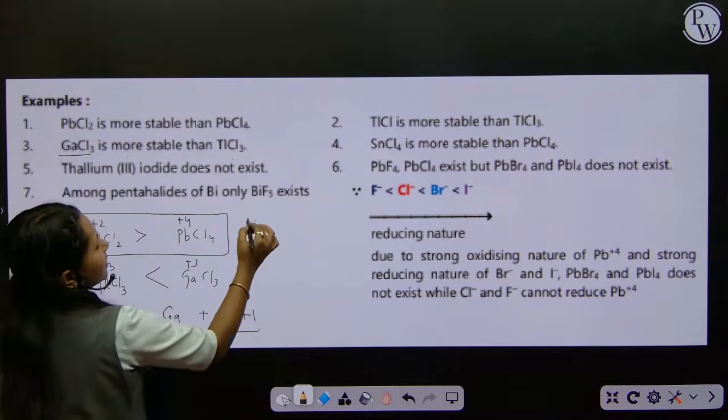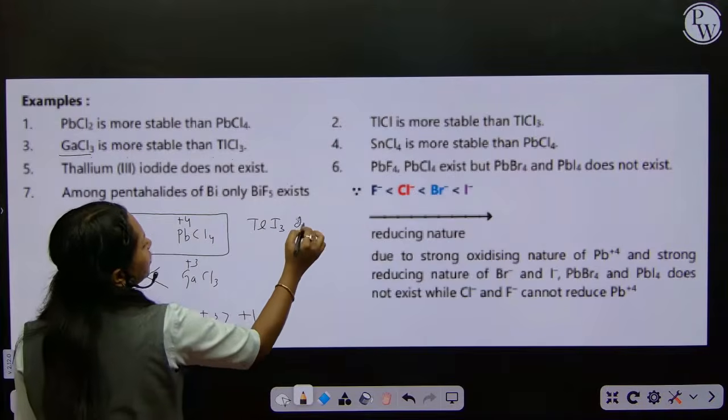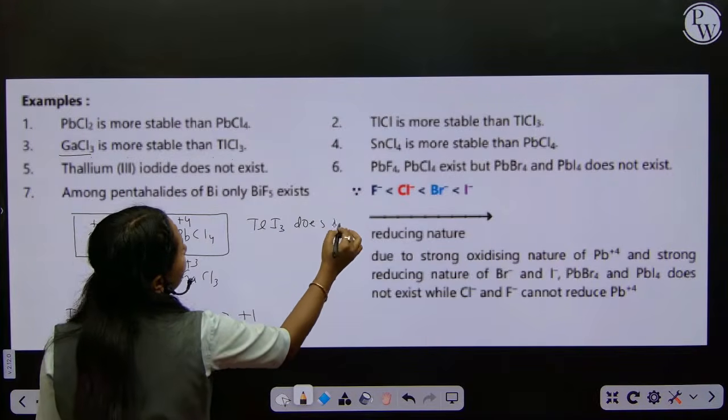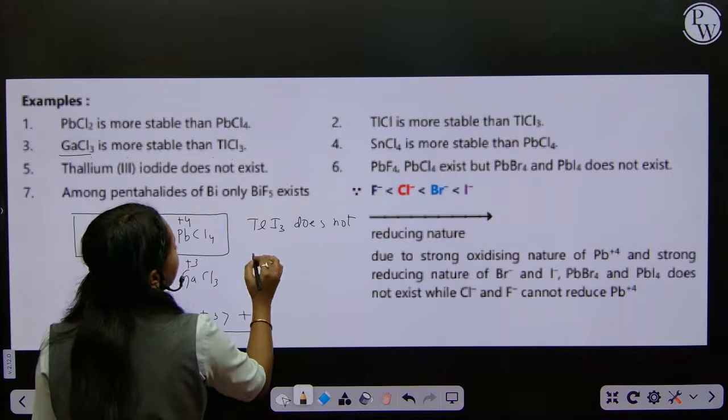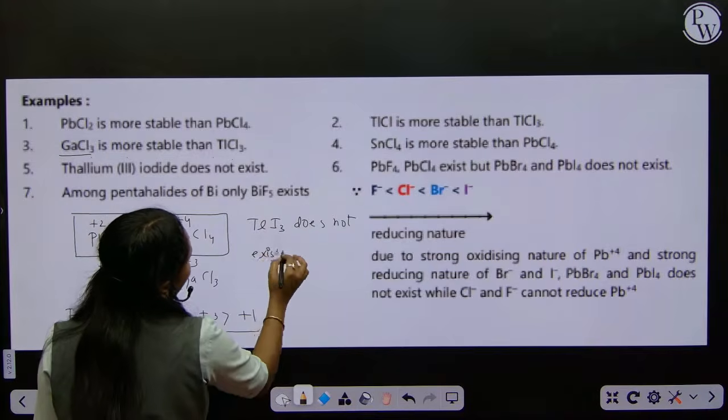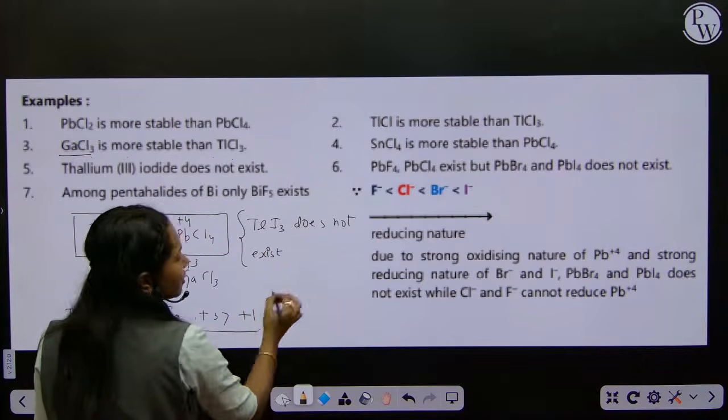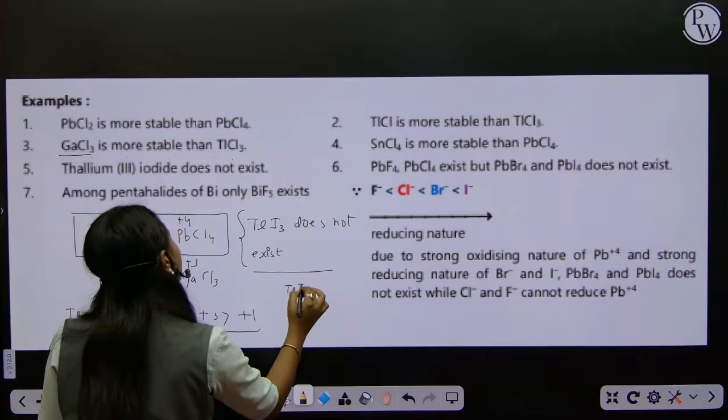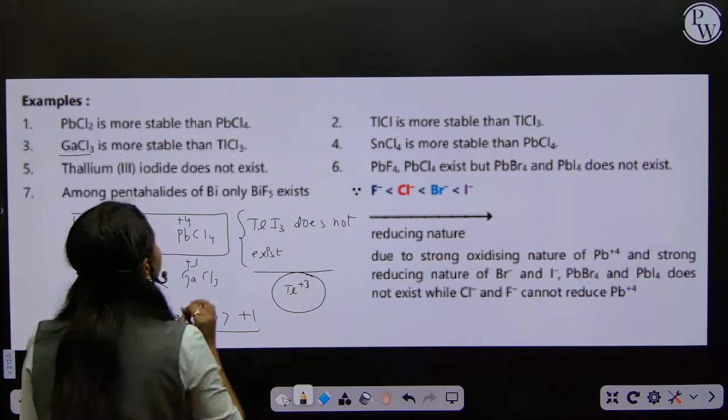Thallium iodide, TlI3, does not exist. So what is the reason for this? What could be the reason? The reason is that thallium is not stable in the +3 state.